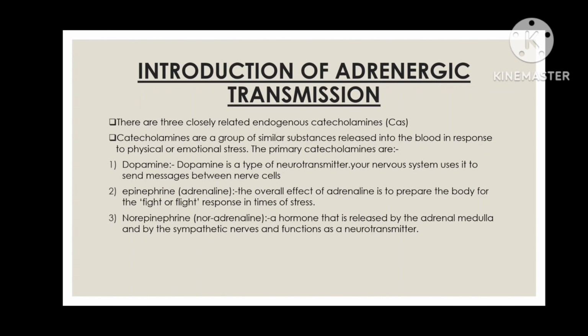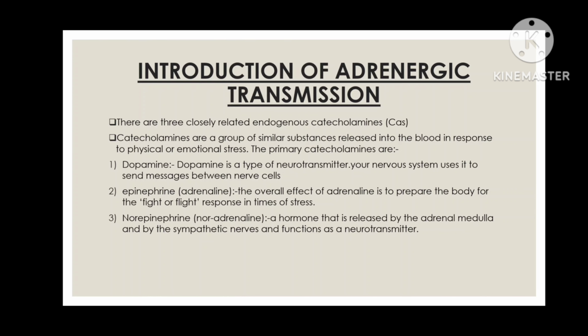Introduction of adrenergic transmission. There are three closely related endogenous catecholamines. Catecholamines are a group of similar substances released into the blood in response to physical or emotional stress. The primary catecholamines are dopamine, adrenaline and noradrenaline. Dopamine. Dopamine is a type of neurotransmitter. Your nervous system uses it to send messages between nerve cells.